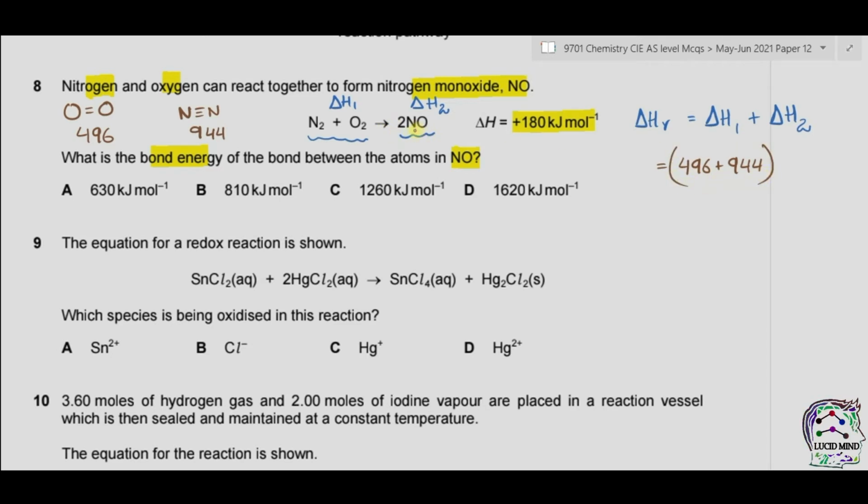For the bond formation in NO, the energy can be represented by X, and as there are 2 moles, we can write 2X. Now 2X is the energy released in bond formation. Energy released is always exothermic in nature, so for delta H2 we can write negative 2X. This is because the bond is being formed and the energy will be released. The total energy, which is the overall energy of the reaction, is given. It is 180. Now we can rearrange the equation.